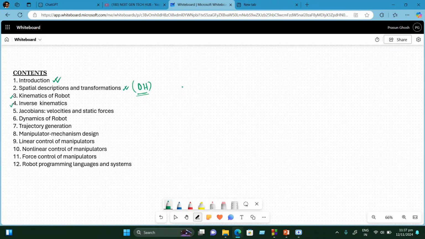So, the position of the end effector, the angles of the joints, then kinematics of robotics, inverse kinematics, Jacobians, dynamics of robot, trajectory generation, manipulator mechanism design, linear control of manipulators and non-linear control of manipulators. So let me tell you that for these two modules, 9 and 10, there is a prerequisite, and that is control system.